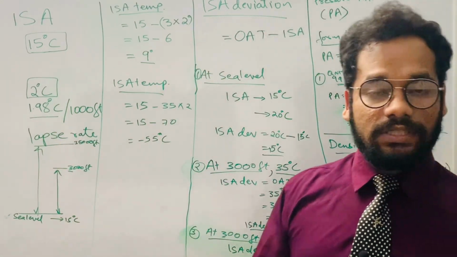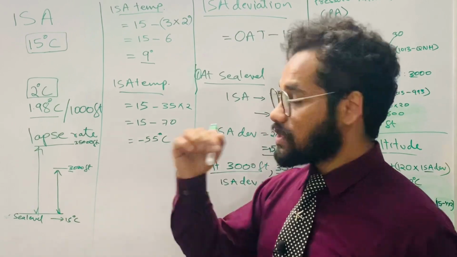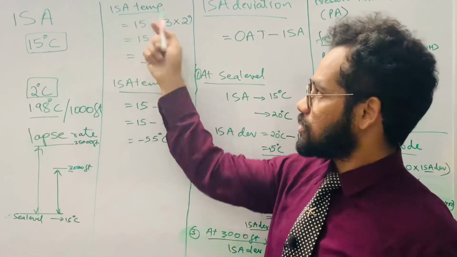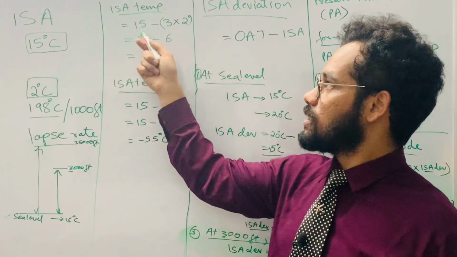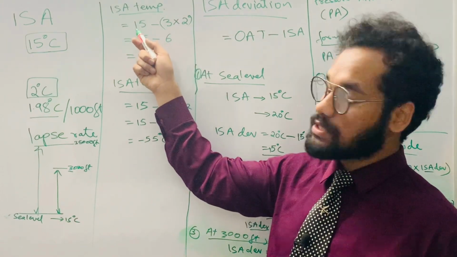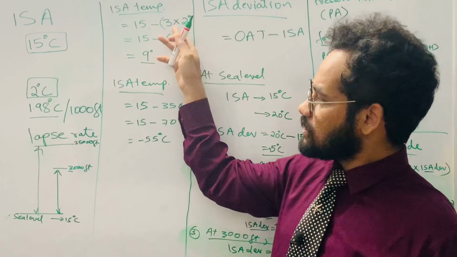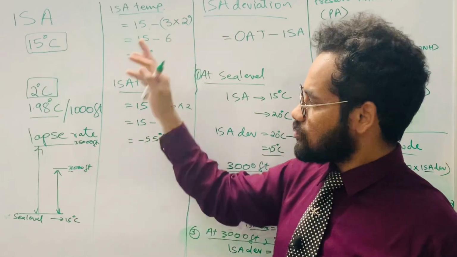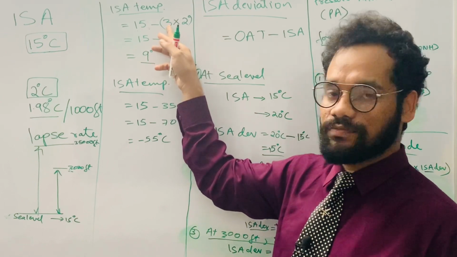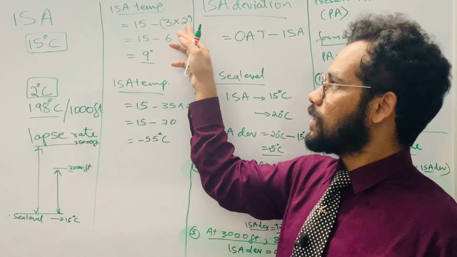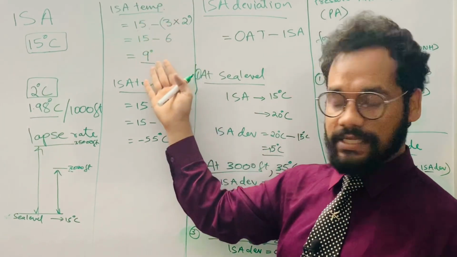Next, we have discussed how to calculate the ISA temperature at a certain altitude. This is how we calculate: we consider 15 minus this much. 15 is the temperature at sea level, minus 3. Suppose you are at 3000 feet, you take 3. Suppose you are at 30,000, you will take 30 here. I am considering 3 here because it is 3000 feet multiplied with the lapse rate, which is 2. And that's how you make the computation for the ISA temperature.